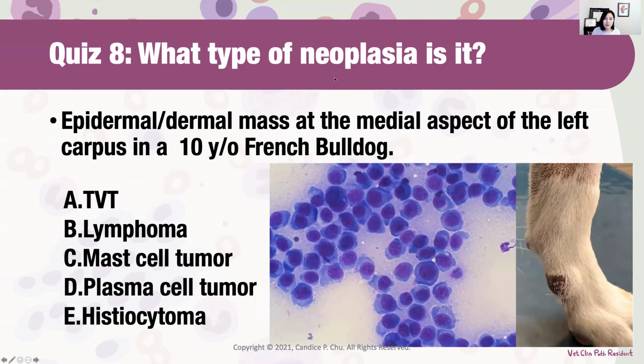Moving on to question number 8, also asking what type of neoplasia is this one? And I provide you a little bit of additional information. This is an epidermal dermal mass at the medial aspect of the left carpus in a 10-year-old French bulldog. So this is a nodule, and this is how the cytology looks. Based on the cytology, what type of round cell tumor is this one? All right, if you don't have enough time to answer the question, you can pause the video to pick the right answer and then move on to the next question.